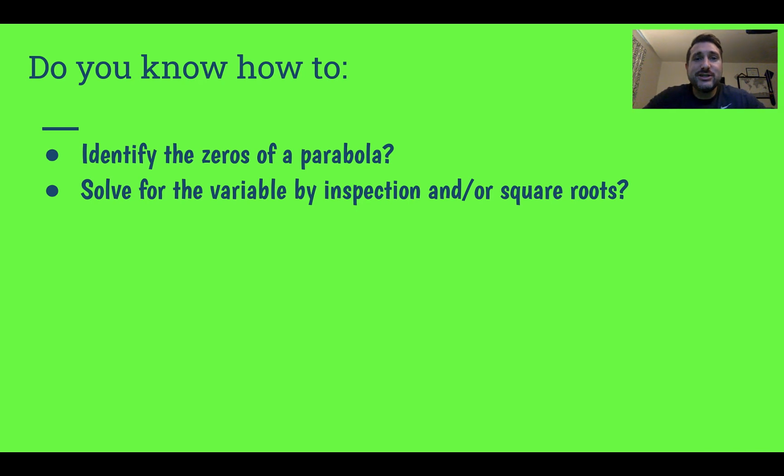So after this lesson, do you now know how to identify the zeros of a parabola? And do you know how to solve for the variable by inspection and or taking square roots? If you're not sure about these things, go back and look at the different examples to see how to solve each format.